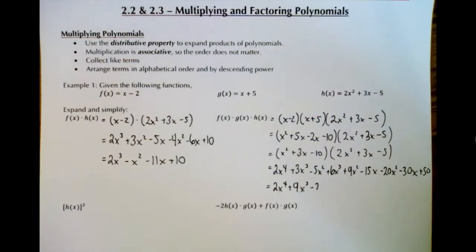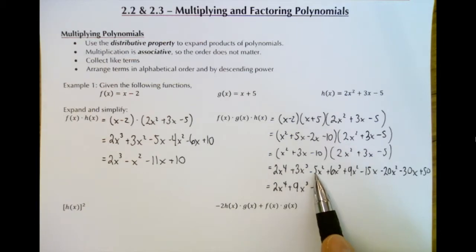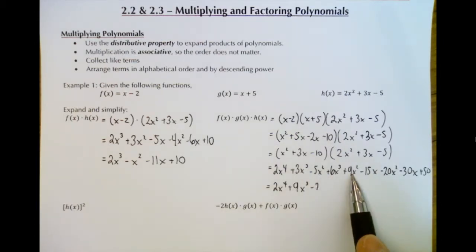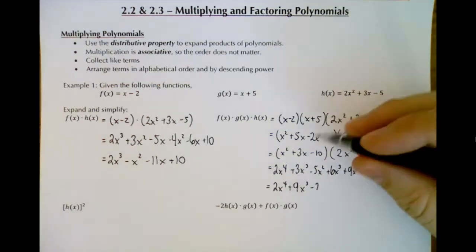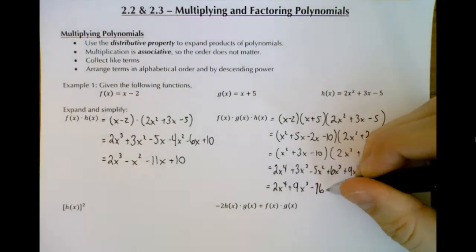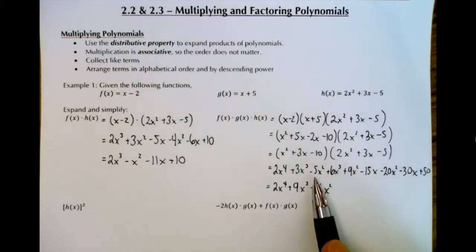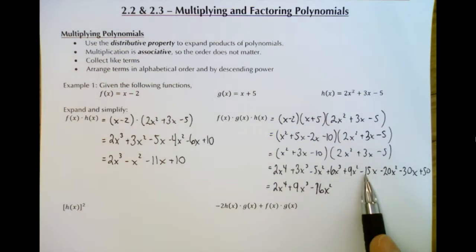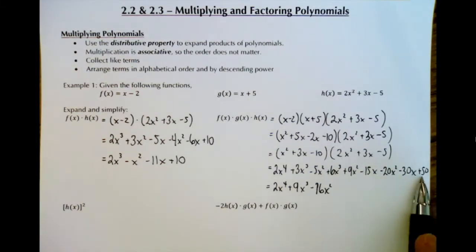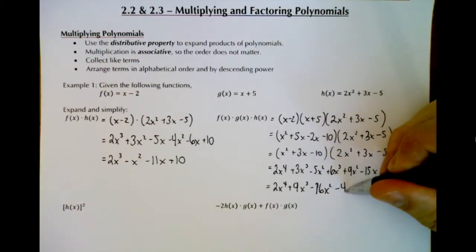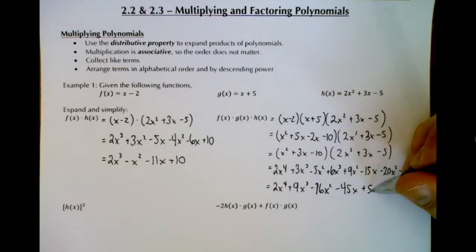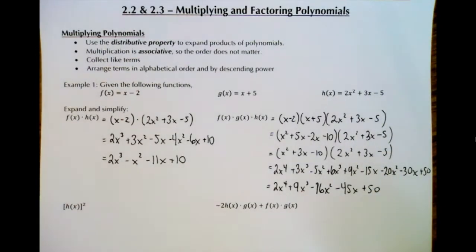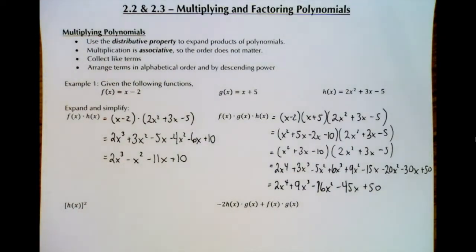Nope, that's wrong. Let's do that again. Negative 5 plus 9 is positive 4. Minus 20 is negative 16. And x terms, we've got negative 15x, negative 30x, negative 45x. And only one constant term, it's 50. All right, that's some big expanding. And we end up with a polynomial expression.